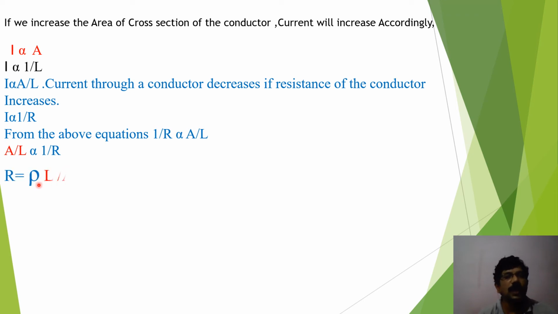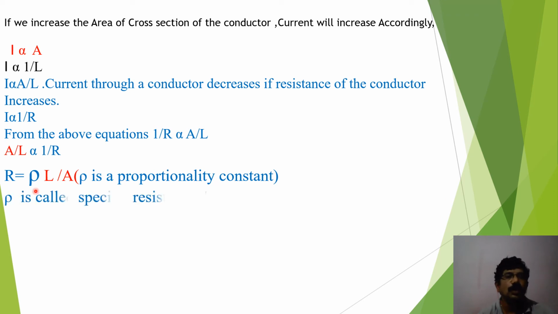To remove this proportionality, I have taken a constant known as the proportionality constant, which is known as specific resistance or resistivity. So R is equal to rho into L by A. This rho is known as resistivity or specific resistance.